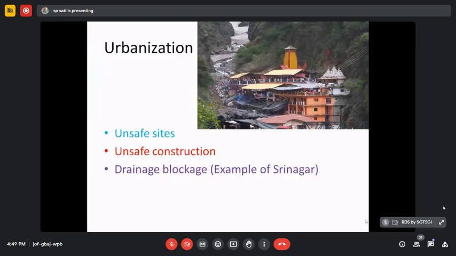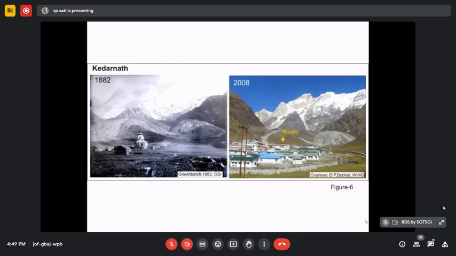And see, this is Yamunotri. This is another disaster in the making. You will see this Yamuna River stream is almost narrowed in Yamunotri. The same situation was also in Kedarnath.